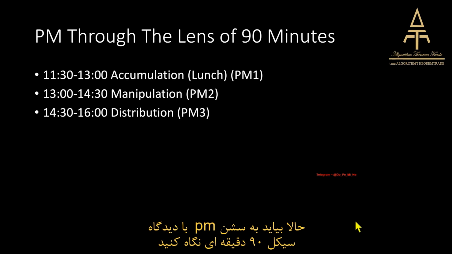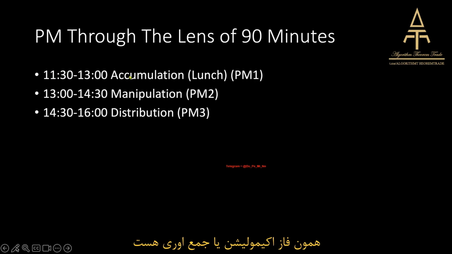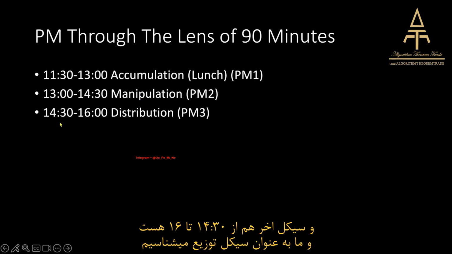Let us now take a look at the PM session through the lens of 90 minutes. The first 90-minute window of the PM session is the 11:30 to 1 PM window. This is the accumulation phase of the PM session. This is also what we call lunch. The second 90-minute cycle for the PM session is from 1 PM to 2:30 PM. This is our manipulation window. Then the third 90-minute cycle is from 2:30 PM to 4 PM. This is our distribution cycle.